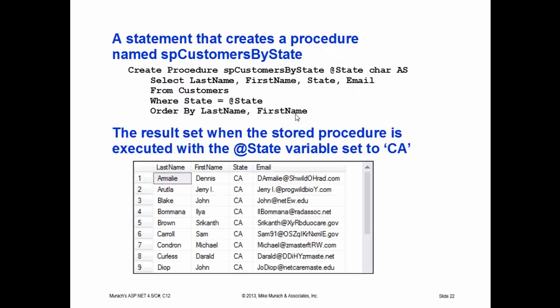All right. A stored procedure is like a view, except it can do a little bit more. It doesn't have to do just a select statement. It can, but it can also do inserts, updates, and deletes. So in this example, it's just doing a select statement. It's taking a parameter called state. The data type of the parameter is char, and then it's using that in the select statement. And then there's a result set.